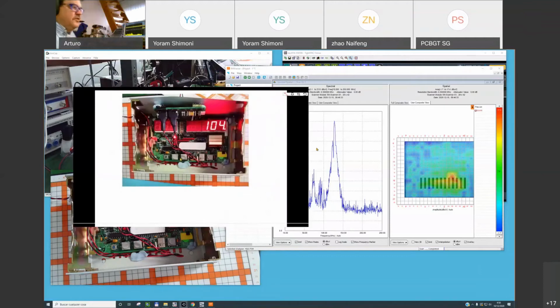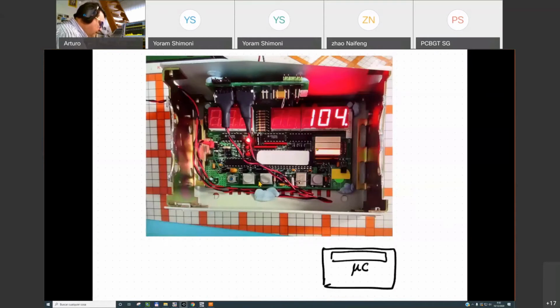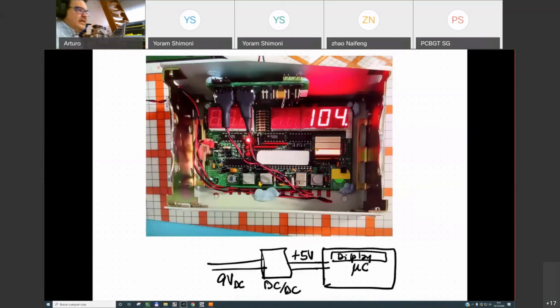Okay, this is a real picture of the product. What I have here is a microcontroller board with a display at the bottom. This circuit is powered by 5 volts coming from a DC-DC converter, and this DC-DC converter is being powered by 9 volts, for example 9, 10, or 12 volts.